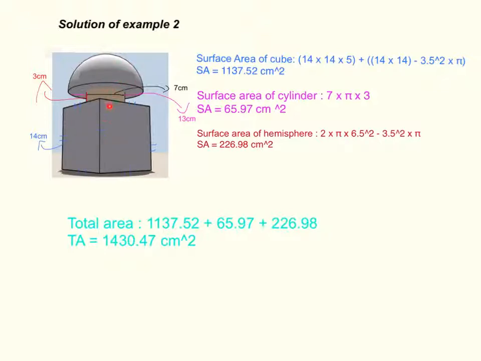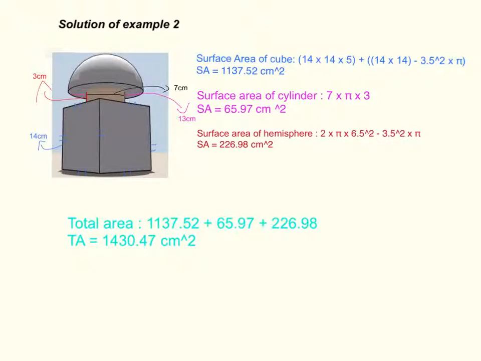Now for the surface area of the cylinder, it is not a regular cylinder where you count the top parts, the circles of the cylinder. Because it is covered by the hemisphere and this cube, we have to subtract those parts out. So we only come up with the equation of 7 times pi times 3, which are the sides, this particular cylinder side that is showing. If you do that in your calculator, that will show you 65.97 centimeters squared.